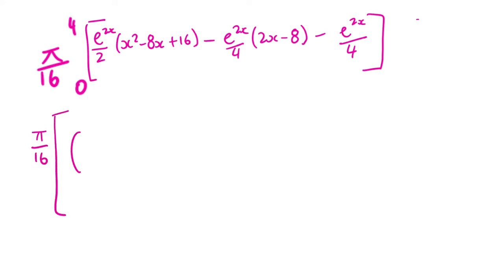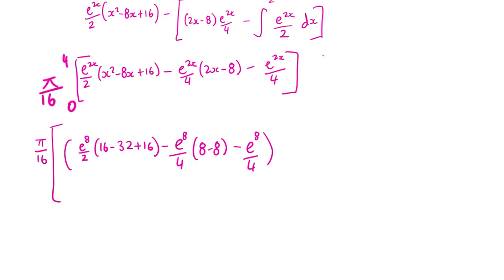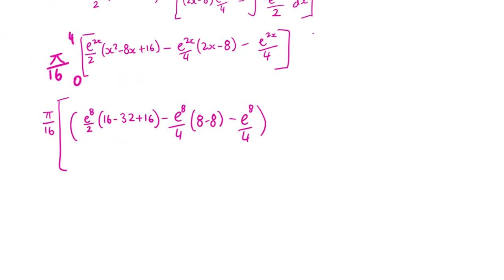Right. e to the 8 over 2, lots of 16 minus 32 plus 16, minus e to the 8 over 4, lots of 8 minus 8. Oh, this is looking good so far. Minus e to the 8 over 4. Okay, make sure someone's checking what's happening here. Oops. Minus. I would not suggest putting this into the calculator. It wants an exact form.